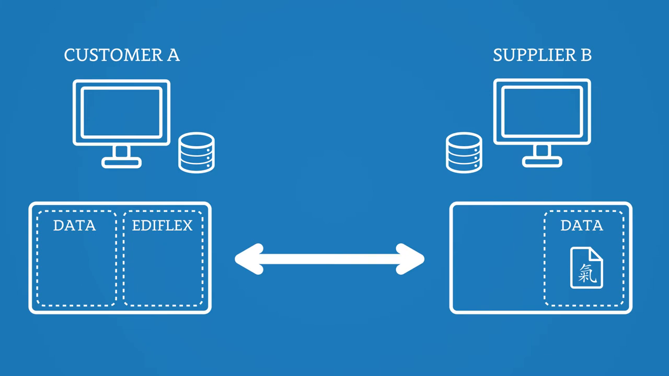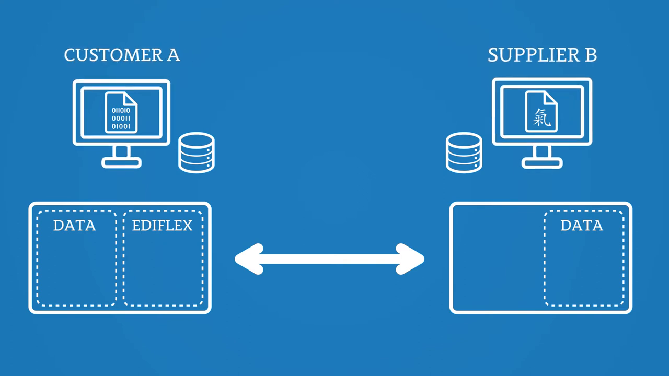Supplier B receives a message through email or his ERP system, indicating that a new file is ready to be imported. Supplier B can process the order and supply to customer A. To this end, the ERP system of supplier B creates a delivery note. This file now automatically goes in the opposite direction to customer A. Customer A and supplier B now both have the order form and delivery note in a standard EDI format. Both files are legible and usable for the ERP system of both customer A and supplier B.